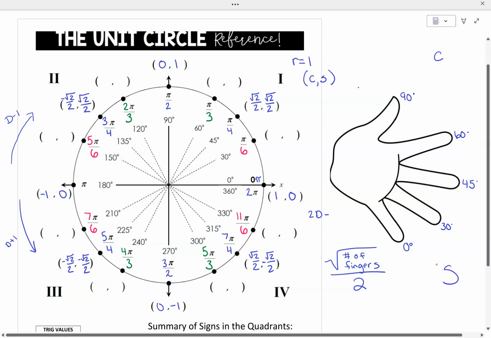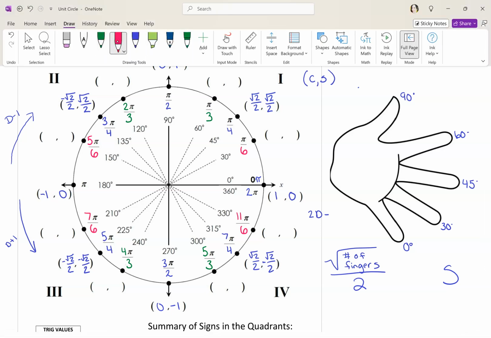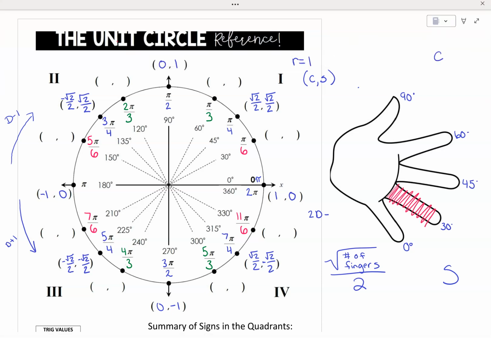Okay, so sine and then cosine. Okay, so now let's look at 30 degrees. We're going to get rid of this finger. So fold down your middle finger, your ring finger. That means cosine has 3 fingers, so this is the square root of 3 over 2. Sine only has 1 finger. Well, the square root of 1 is 1, and then divided by 2 is a half.